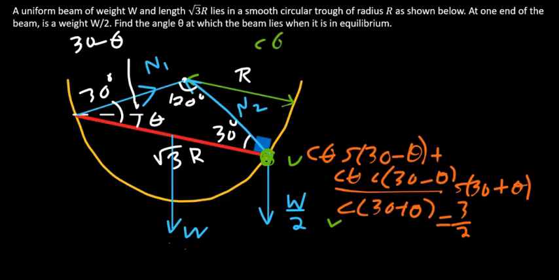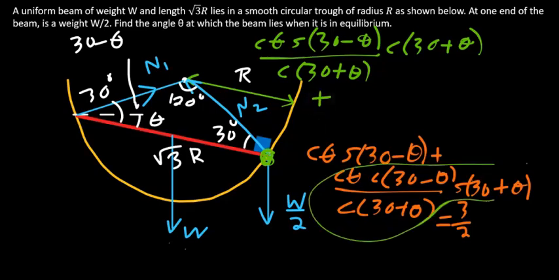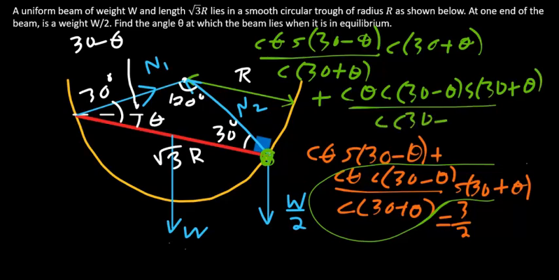So let's make the denominator of the two terms on the left hand side the same. So you have cosine theta, that's this term, sine 30 minus theta over cosine 30 plus theta, cosine 30 plus theta. I'm making the denominator for the two terms to be the same. Now you have the second term, that is this term right there. So that is cosine theta, cosine 30 minus theta, sine 30 plus theta over cosine 30 plus theta. And that is the same as 3 over 2.